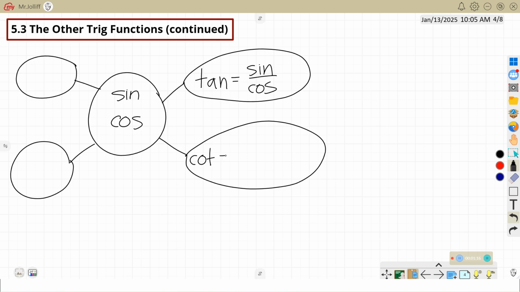We know cotangent is 1 over, ooh, that is the worst fraction I've ever drawn. 1 over tangent or cos over sine. Very good. Two more. Tony? Secant. Very good. We know that secant is 1 over cos. And our last one, what's the one that's missing up there? Cosecant. Very good. CSC is the inverse of sine, 1 over sine. Perfect. 6 trig functions. 2 basics, the other 4 are based on those 2.